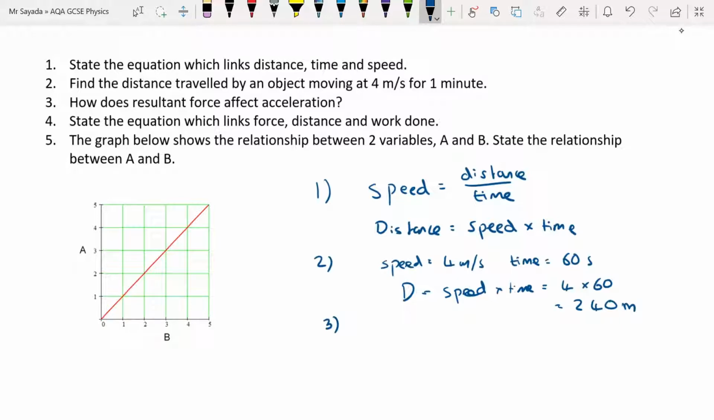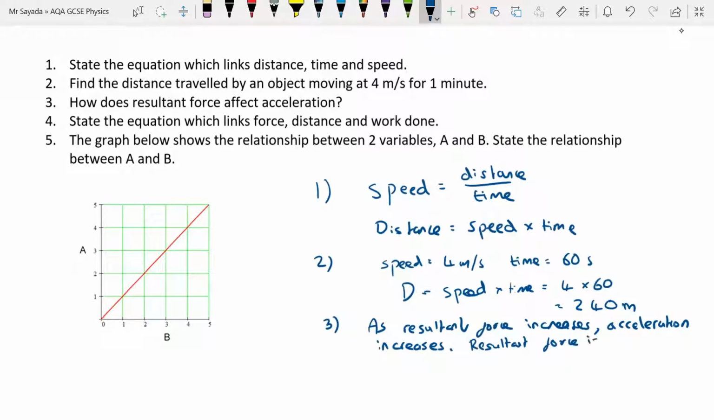Question 3, how does resultant force affect acceleration? So when you get a question like that where it says how does this affect this, the kind of answer that you need to give looks like this. As resultant force increases, acceleration increases. But if you want to get the answer really high quality, you should say resultant force is directly proportional to acceleration.